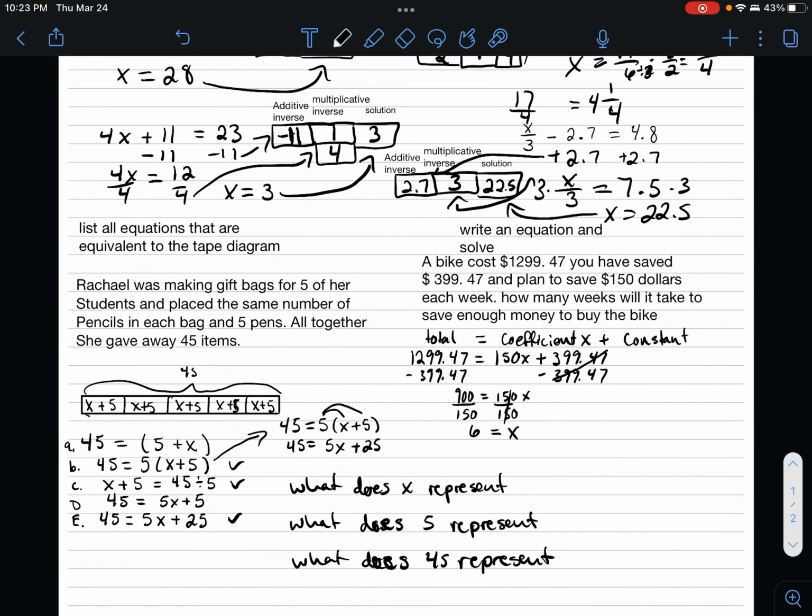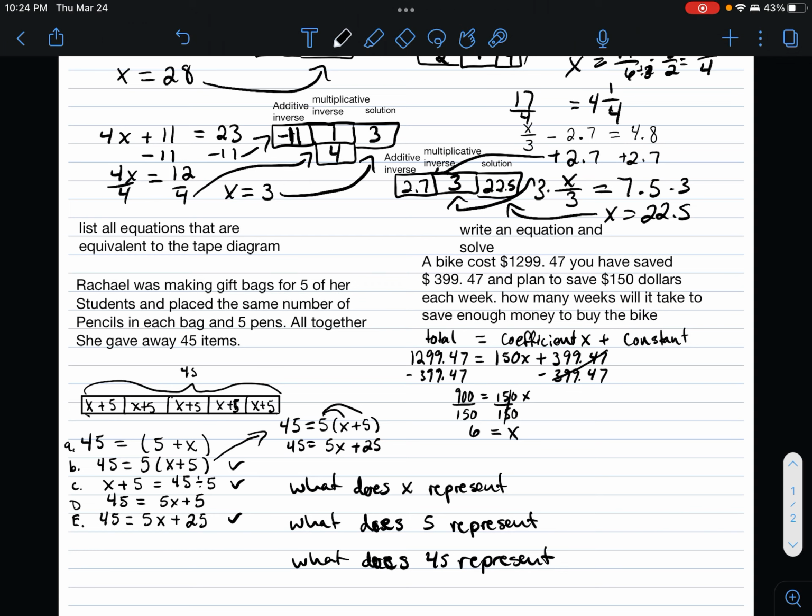Okay, last ones are mostly done already for us. So it says list all equations that are equivalent to the tape diagram. So there's a couple parts on this one. One, you have a list of equations. You got to choose which ones are equivalent. They're going to be listed with 1, 2, 3, 4, 5. And there's going to be a drop-down menu with the list. You choose the ones that are true.